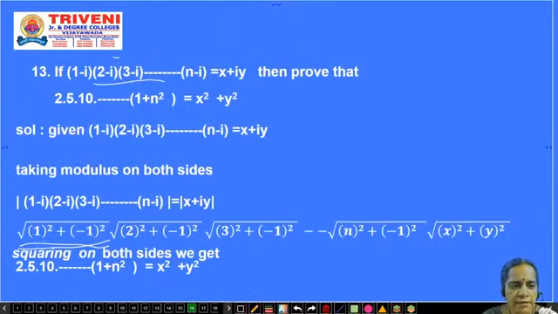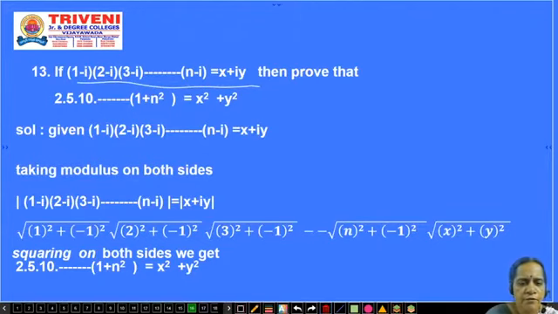Okay, and then the next problem is, suppose they give: if 1 minus i into 2 minus i into 3 minus i and so on up to n minus i is equal to x plus iy, then prove that 2 into 5 into 10 and so on up to 1 plus n square is equal to x square plus y square. We have to take the given hypothesis, which is this one.